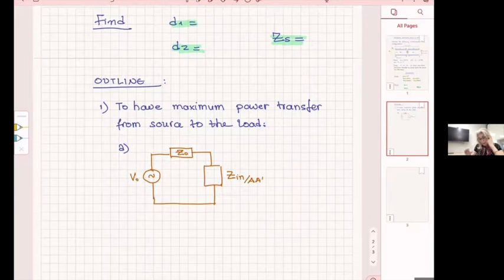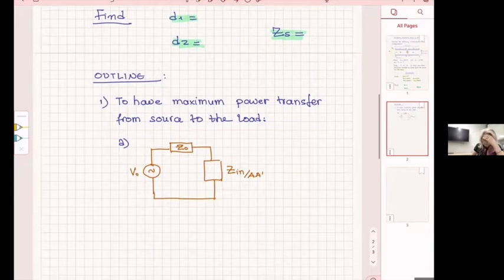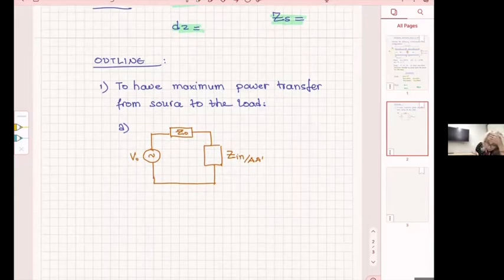We are right at the end of the problem of what we need to achieve. To have maximum power from V naught to Z in, what do we need to satisfy? What condition do we know from circuits that we need to satisfy? Go ahead. Assuming Z naught is strictly real, that means the input impedance at A prime has to be exactly the same as Z naught. Exactly. So for maximum power transfer from circuit theory.